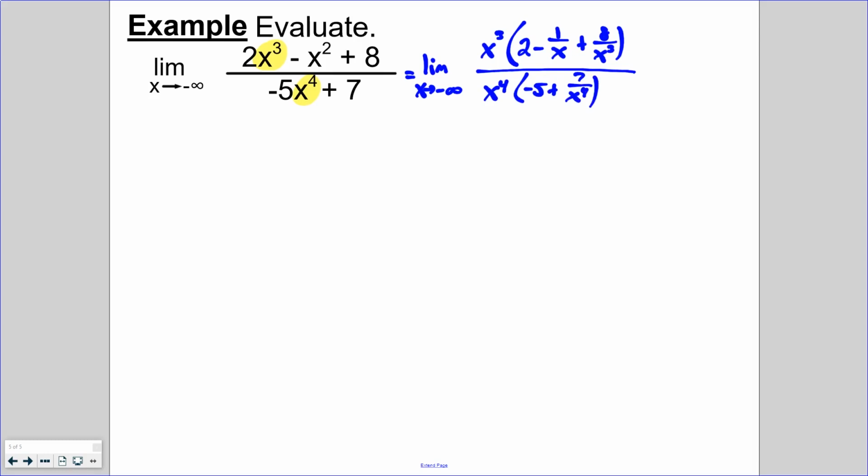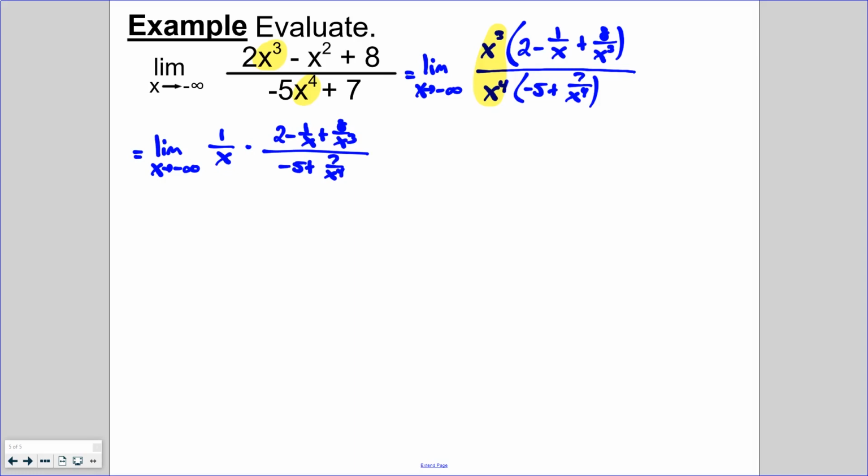And we have an x cubed on the top and x to the fourth on the bottom, so we can simplify that out. So that's going to give us the limit as x approaches negative infinity of 1 over x times 2 minus 1 over x plus 8 over x cubed, all over negative 5 plus 7 over x to the fourth.